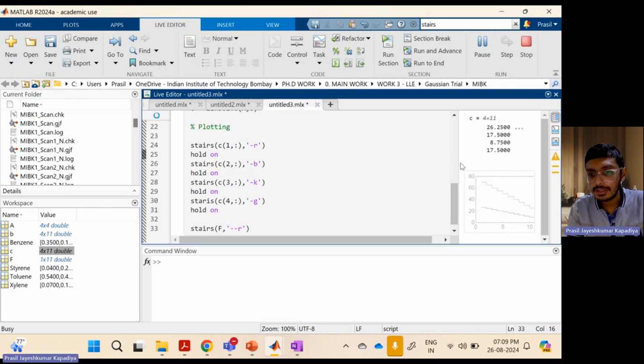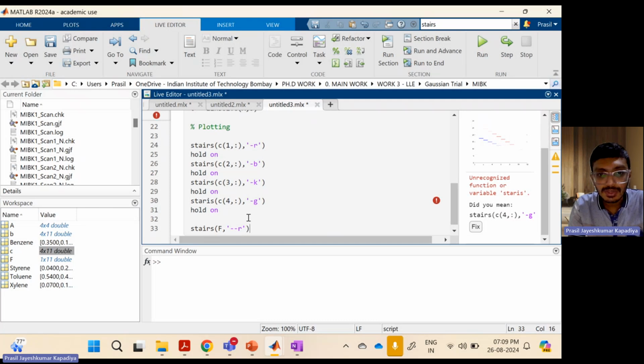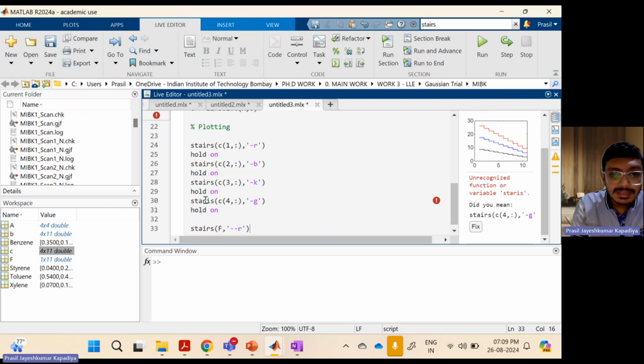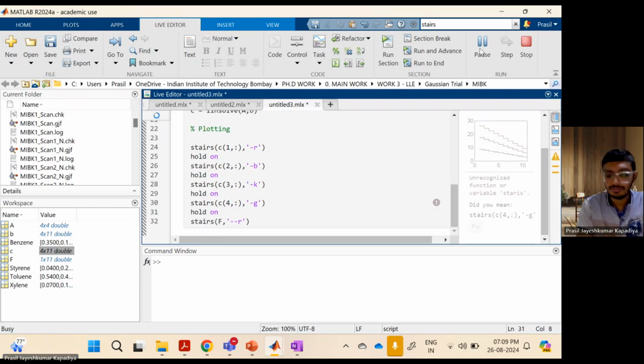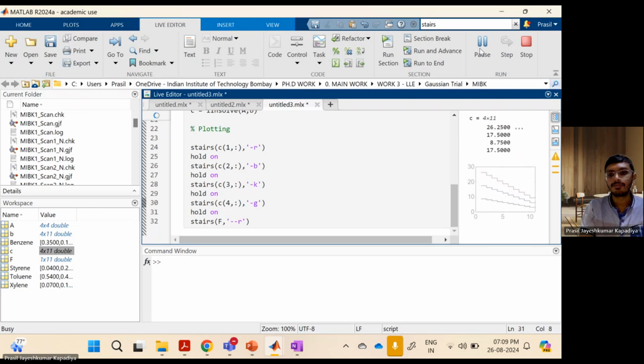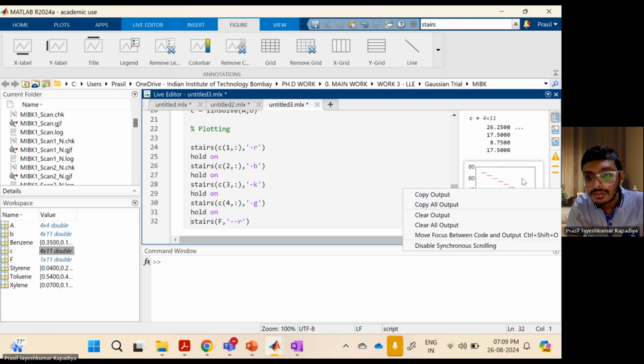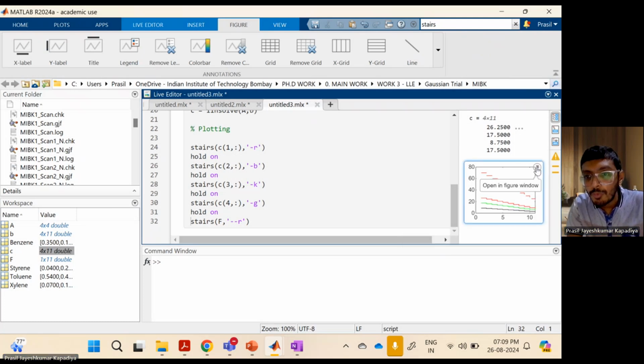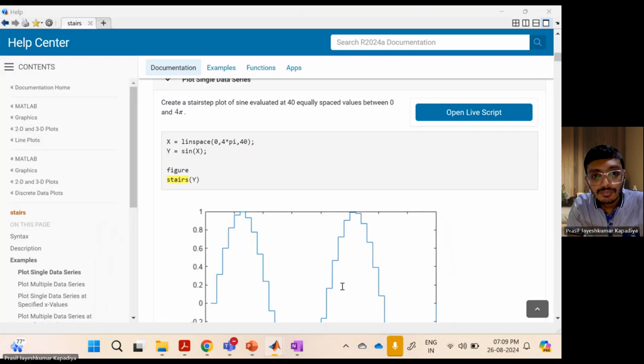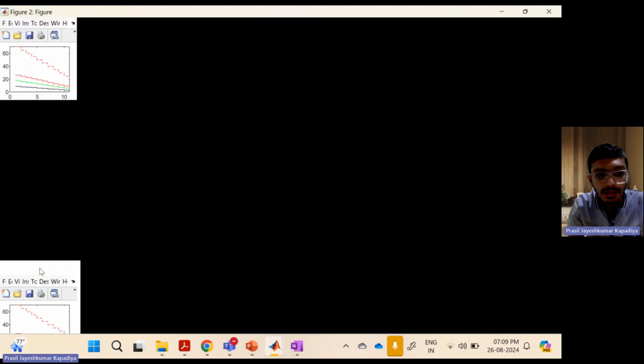If I can open this in new image. Okay, this one is unrecognized. Okay, it's STAIRS. Now it should work. So see here, you can see if I can open figure in new window. Okay, will it open? Yeah, here you can see.